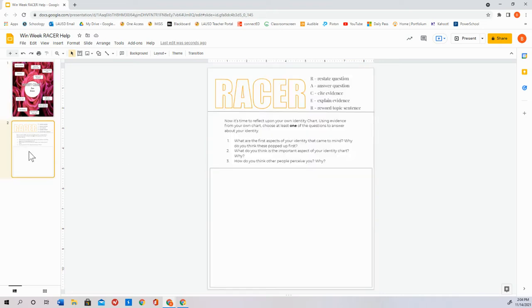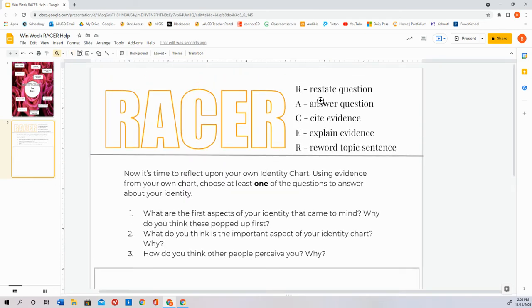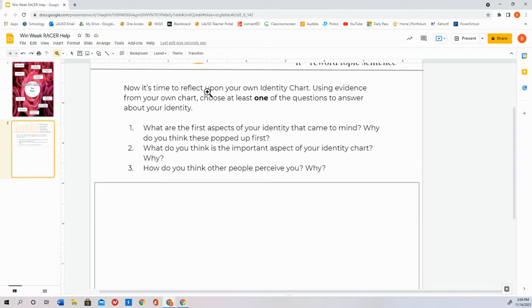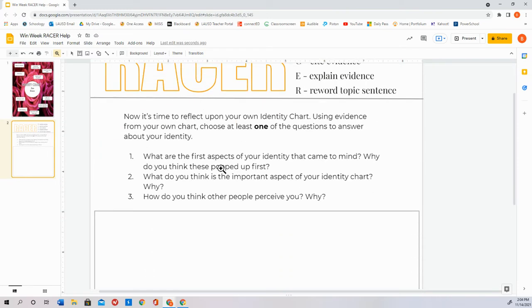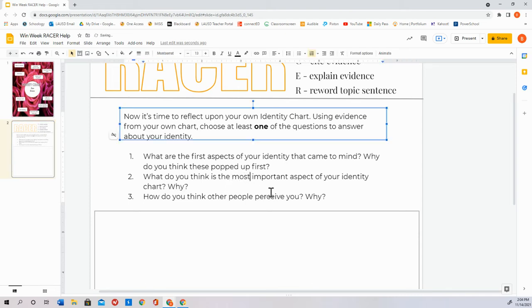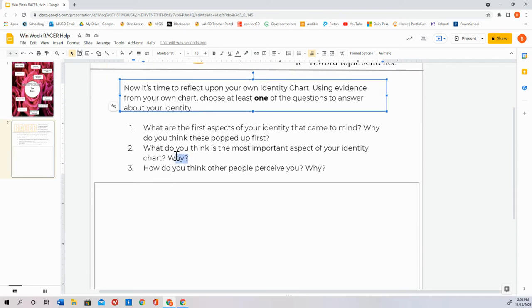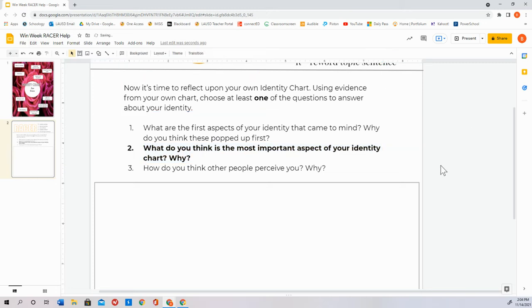Where you're probably struggling is on slide 2, which is the RACER. Remember, you have to write me a RACER paragraph. Restate the question, answer the question, cite your evidence, explain your evidence, reword your topic sentence. I gave you 3 options on questions to use. I would suggest doing question number 2. I think it's the easiest one. What do you think is the most important aspect of your identity chart and why? So if you're still here in Win Week, focus on number 2. What do you think is the most important aspect of your identity chart and why?